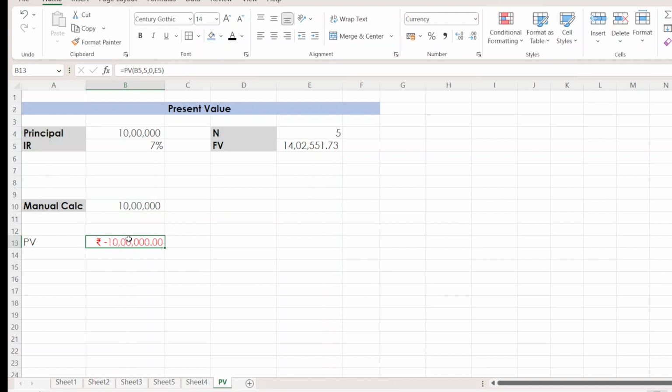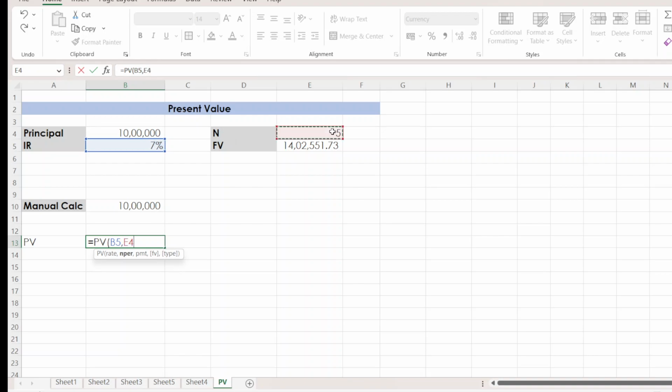This is the standard function in Excel. How does it work? I'll just remove everything. First, it says rate. How much rate? Second, it is the number of periods, 5 years. PMT is the payment, right? Periodic payment each year. Normally for a fixed deposit, that won't be the case. For a bond, it will have a value. But here it's zero. And then the future value.